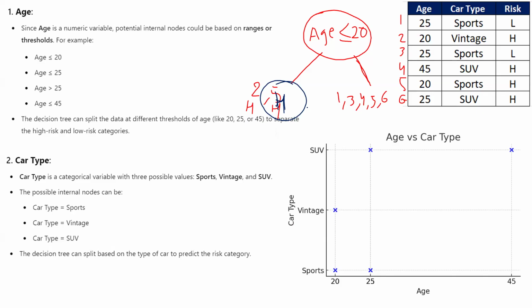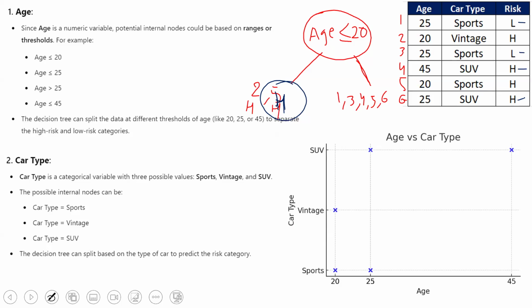Now we have customers 1, 3, 4, 5, 6. Actually 5 is already done, so 1, 3, 4 and 6 are the ones that are available.